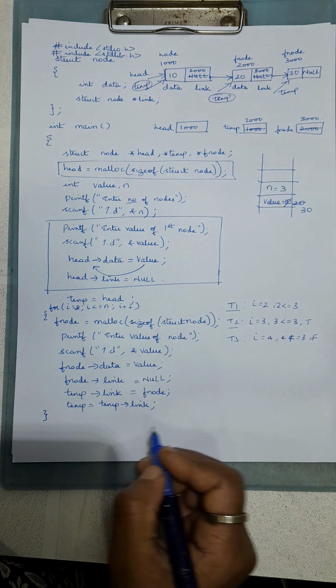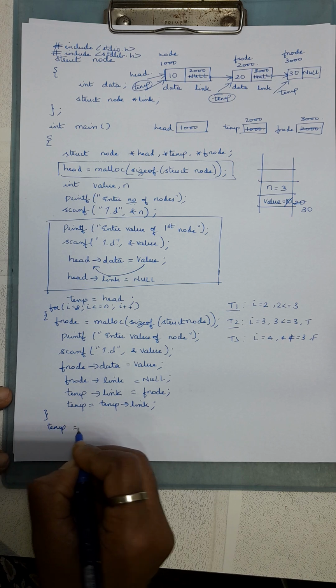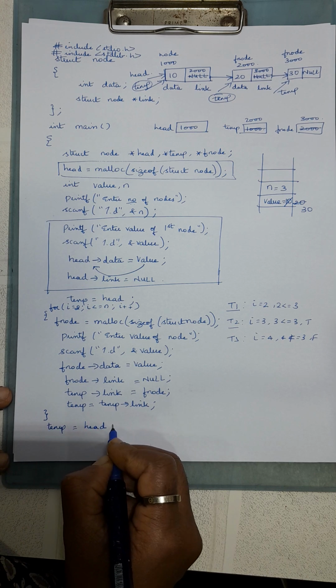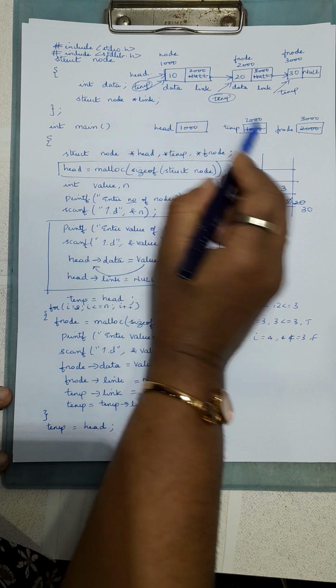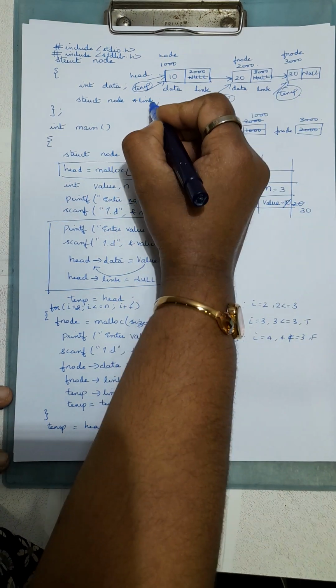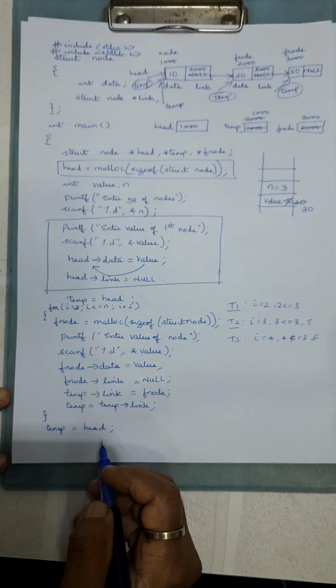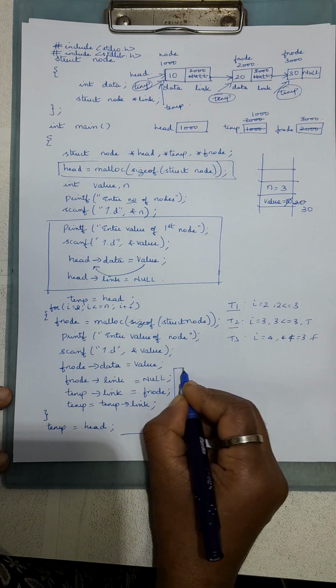So what will I do? What is the next line here in order to display? Temp is equal to head. Now what is head? 1000. Now temp value becomes 1000. From here, temp will again point to the first node.